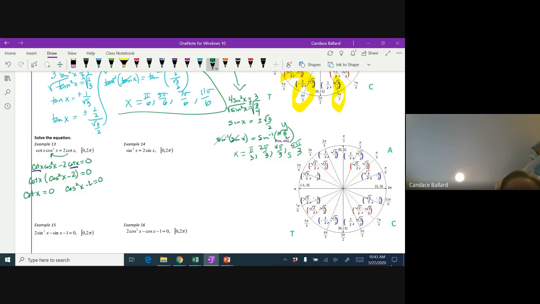I'm going to solve this one first, so I'm going to get this reduced a little bit. So cosine squared x equals 2. I'm adding the 2 to the other side. I'm taking the square root, which is a plus minus. So I get cosine of x equals plus or minus square root of 2. Okay.